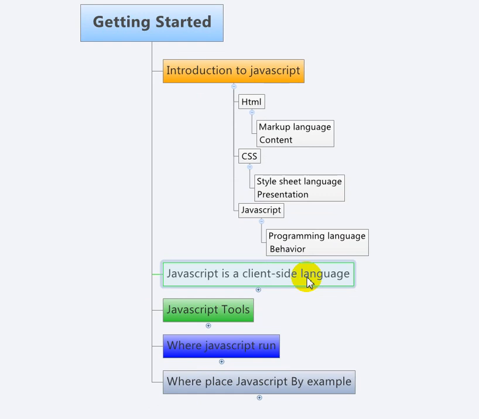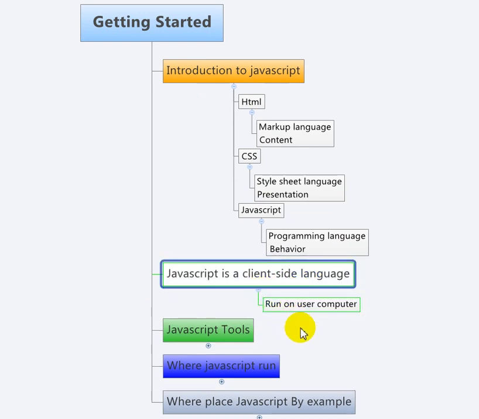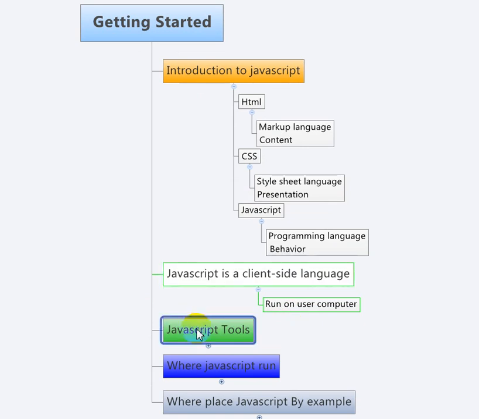Now remember, JavaScript is a client-side language. So what is a client-side language? It runs on the user's computer. That means HTML, CSS, and JavaScript will be sent by the server to your computer if you request the web page, and it will be run by your browser. That's very simple.